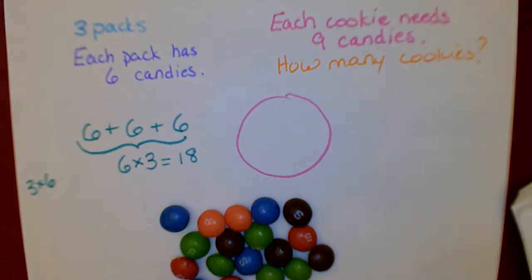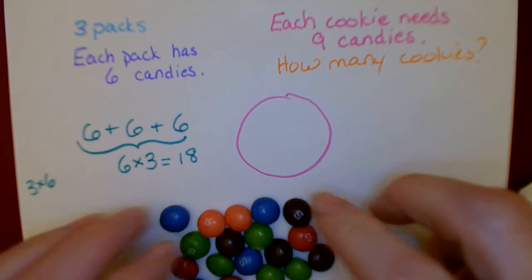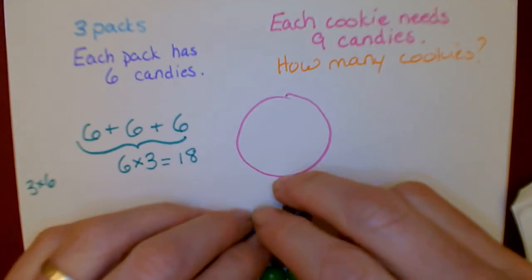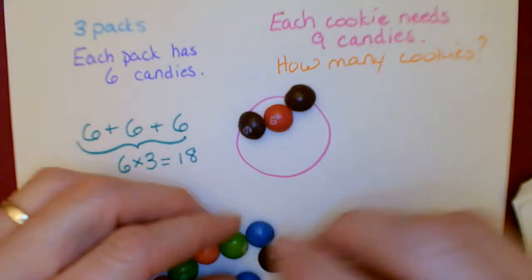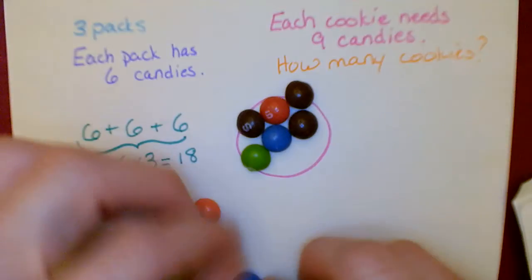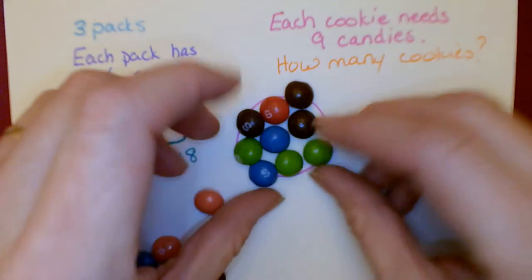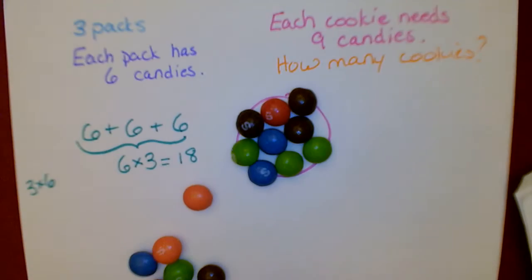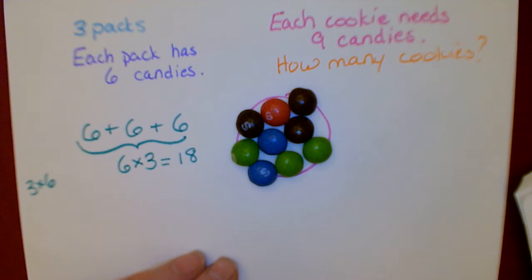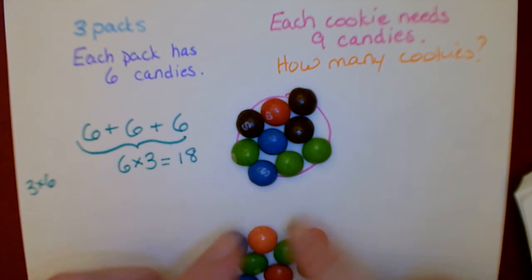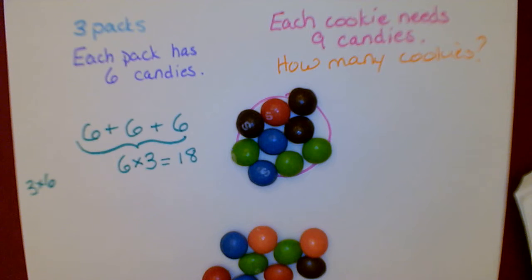And I'm going to take and put 9 candies on it. So I'm going to take a group of 9 candies. So 1, 2, 3, 4, 5, 6, 7, 8, 9. So I squeezed 9 candies onto that one cookie. So that's 9 one time there. I took it and I put it there. I made one group of 9.